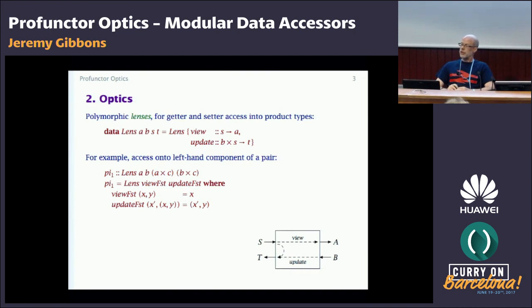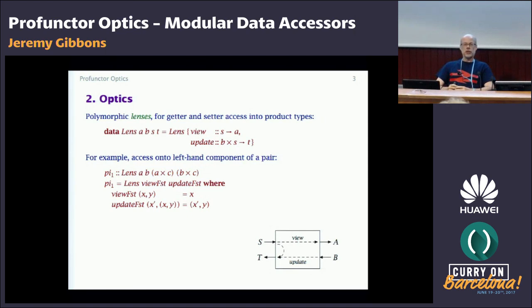If you have a structure S and it has an A component within it, the view function is a function from the whole structure S to the component. It extracts the component within it, the A. And if you want to change that component to a B and put it back, you'll get a new structure which might be of a different type, T.